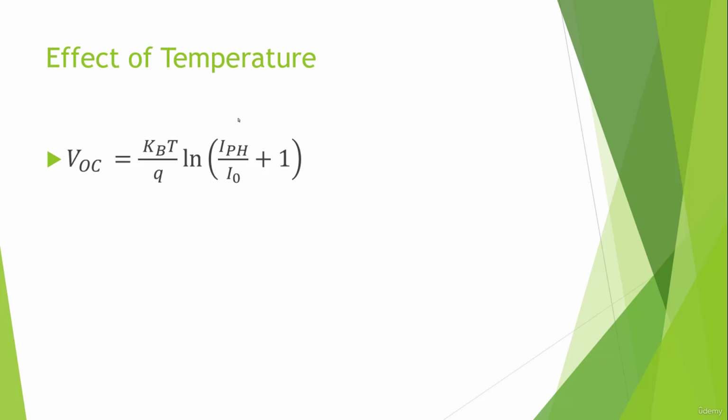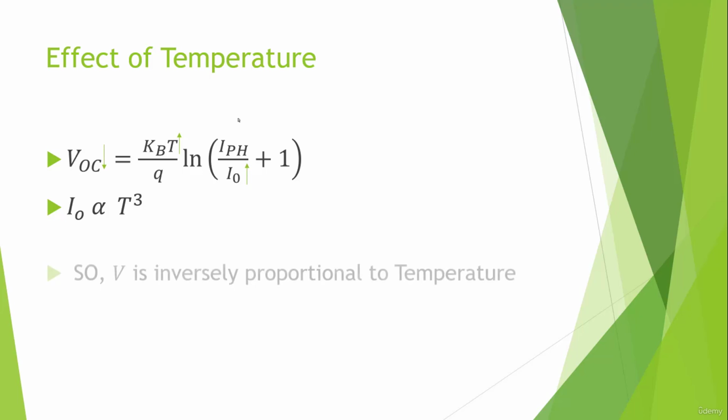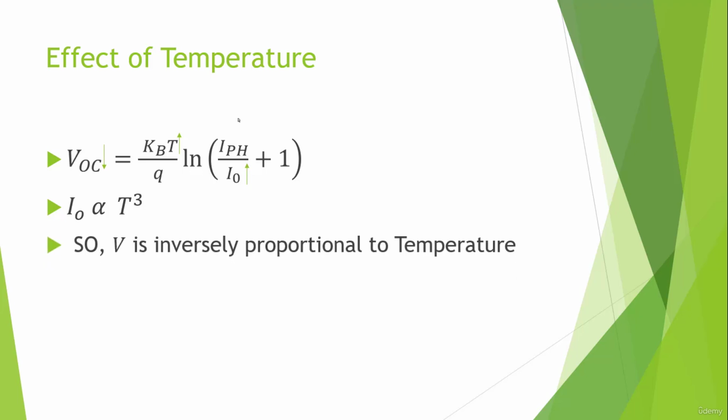From the first point of view, you can say that with an increase of temperature, we will have an increase in the open circuit voltage. But it's a big trap for you, as with the increase of temperature, we will also have a high increase in the saturation current of the diode. This is going to cause a big reduction in the open circuit voltage. So we can estimate that the voltage is inversely proportional to the temperature.